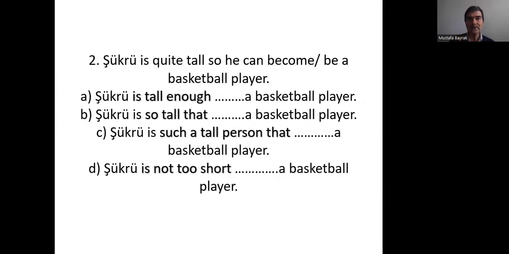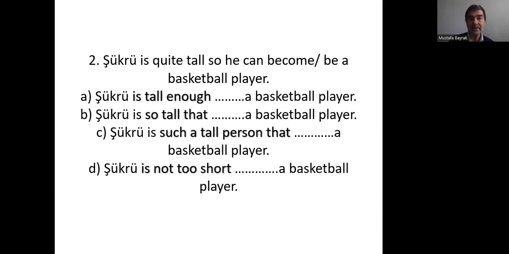Second one, Shukri is quite tall. Okay, imagine that a young man, for example, Shukri is quite tall, so he can be a basketball player. Okay, with the connector so, here is a sentence and it has a message in it. Let's give the same message in another way or in other ways.